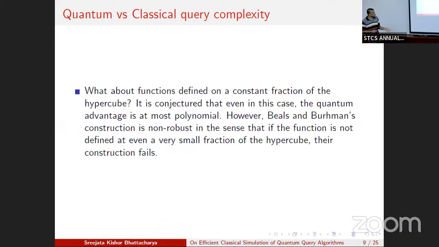Now, what if the function is only defined on a constant fraction of the hypercube? Can there be a super polynomial advantage? And this is an open problem.